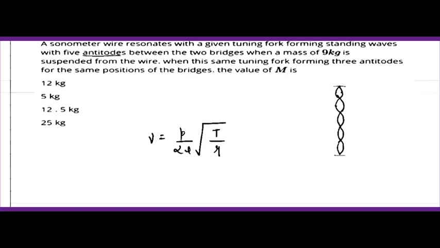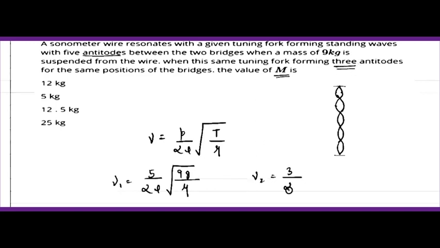So let's say the frequency nu 1 is equal to P, where the value of P is 5, divided by 2L, multiplied by the root of tension over mu. The tension in the wire will be due to the weight of the hanging mass, so that will be mg, and initially the mass is 9 kg, so that will be 9 g divided by mu. And in the next case the hanging mass is m, and it is forming 3 antinodes, so nu 2 will be equal to 3 by 2L multiplied by the root of m g divided by mu, where g is the gravity.